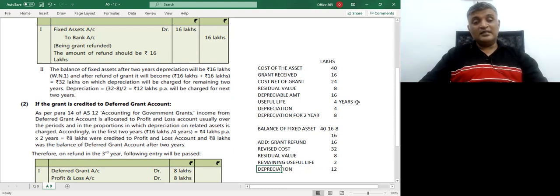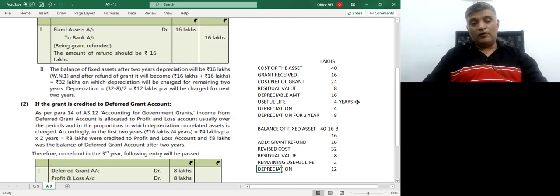So 16 lakhs is the amount which I would have received as grant. So I would have passed the entry bank account debit to deferred government grant. I would have credited 16 lakhs to the deferred government grant, and then out of that, the useful life is 4 years. So first year I would have transferred 4 lakhs to P&L. Next year I would have transferred 4 lakhs to P&L, which means out of the 16 lakhs of grant received, I would have transferred 8 lakhs in total to the P&L account over a 2-year period.